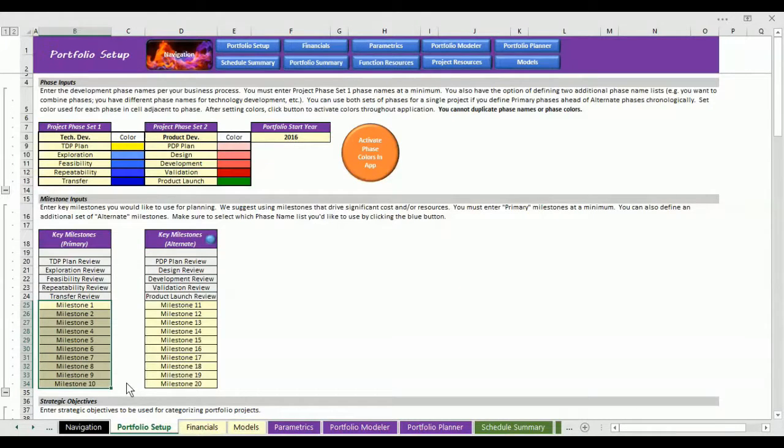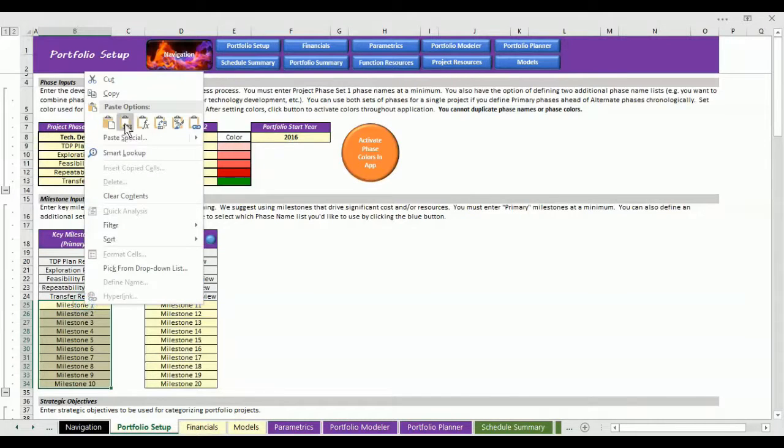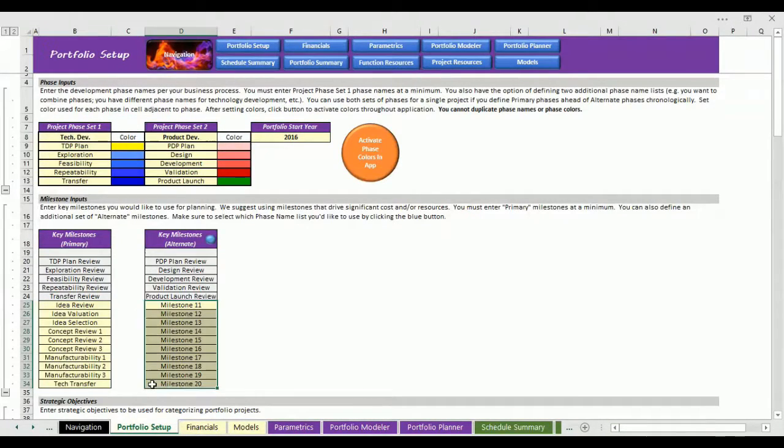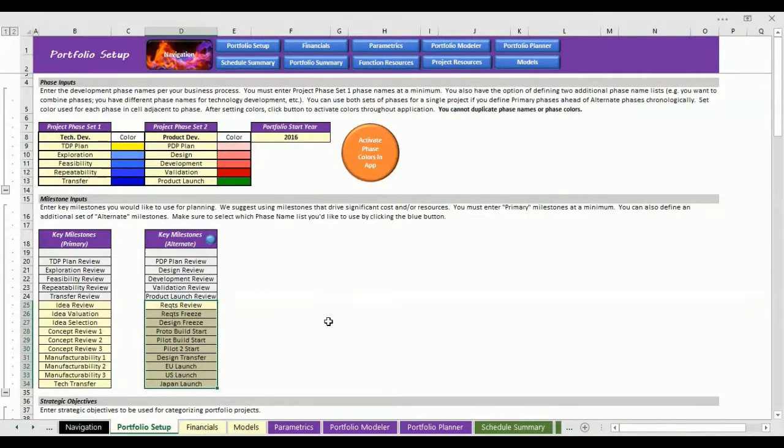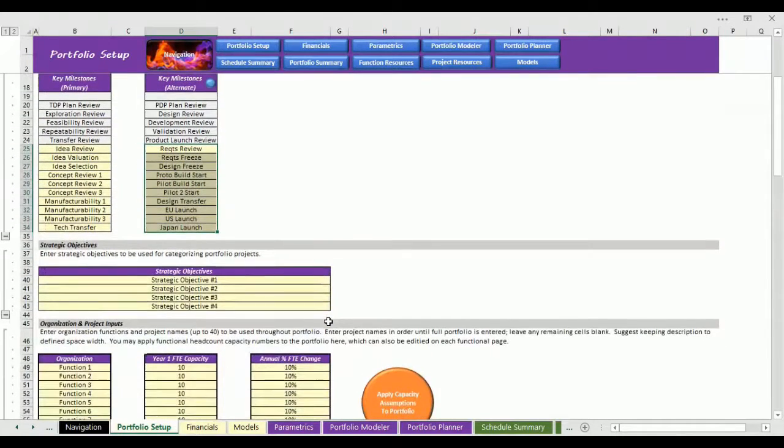Now let's enter the key milestones for project phase set 1. And then let's enter the key milestones for phase set 2. Now you've completed naming your phases and inputting your key milestones for both phase sets. Now let's look at the next area, strategic objectives.